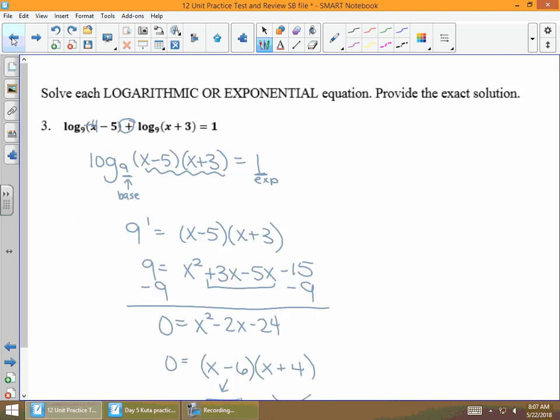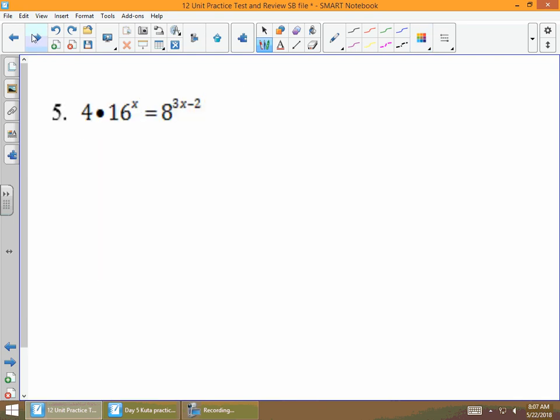Number 3 was an example of having logarithms on one side of your equation, and so we did condense and use the exponential. And on the next video, you'll see some exponential equations that we're going to solve using exponent rules and using logarithms.